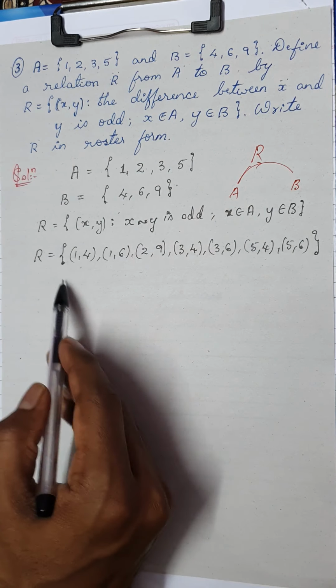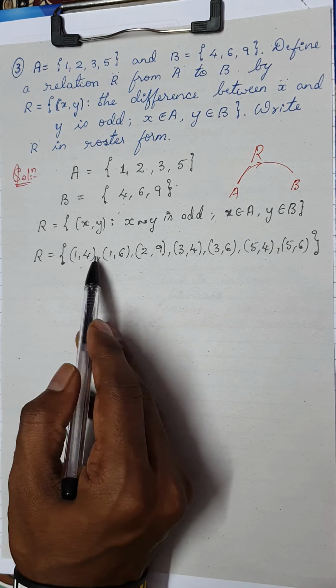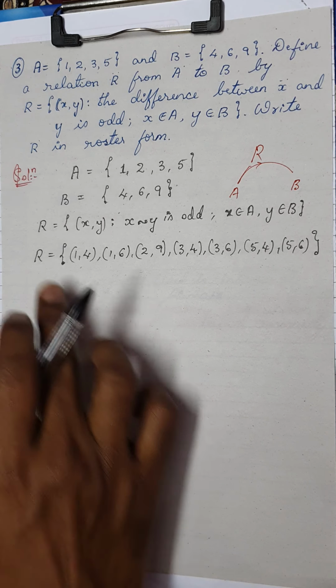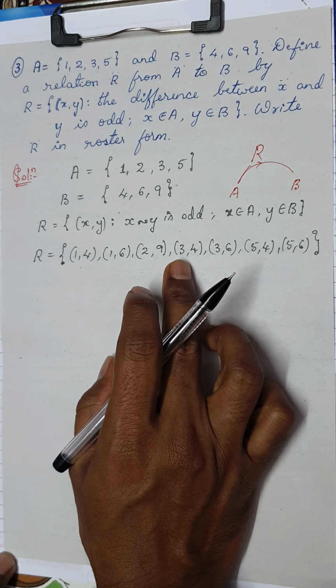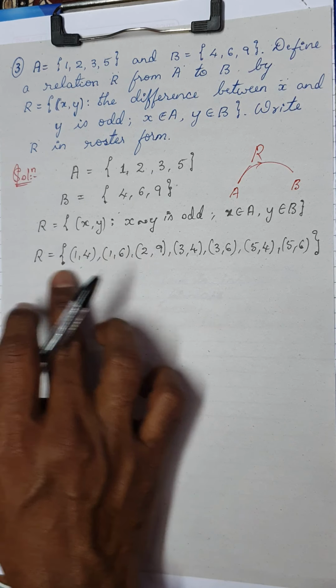Now these are the elements in which the difference is odd. If you want, you can check it once again. Definitely these are the elements belonging to the relation, and this is our required relation. For our reference, actually the question is only to write the relation.